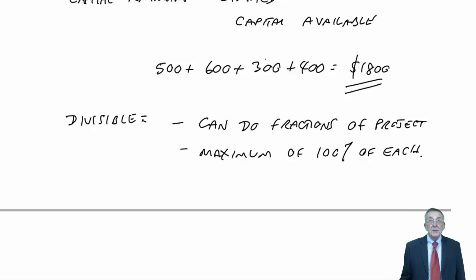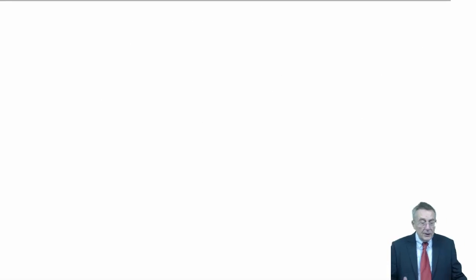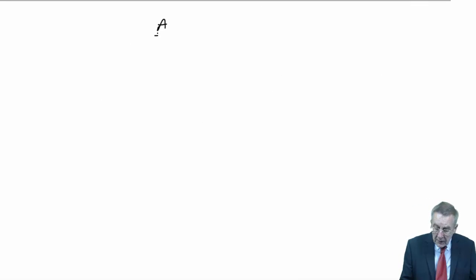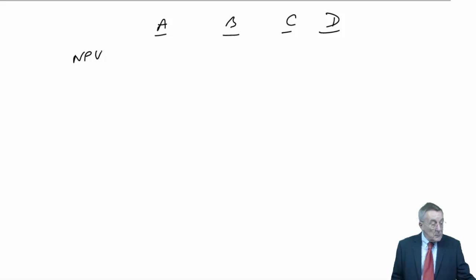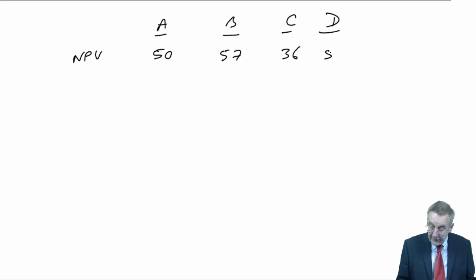The approach we use is in fact something you should have seen in paper P1, where we did it for slightly different reasons. But I think this should be logical. What we do, A, B, C, D, we say, well, what's the net present value? A is 50, B is 57, 36, 50.